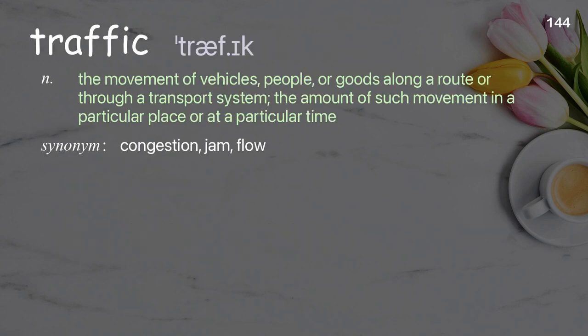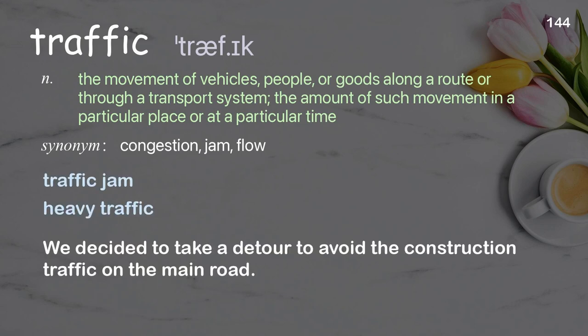Traffic. The movement of vehicles, people, or goods along a route or through a transport system, the amount of such movement in a particular place or at a particular time. Examples. Traffic jam. Heavy traffic. We decided to take a detour to avoid the construction traffic on the main road.